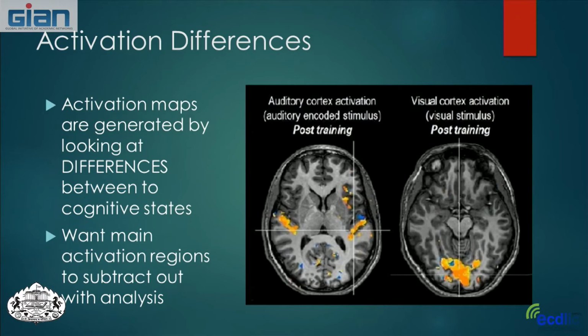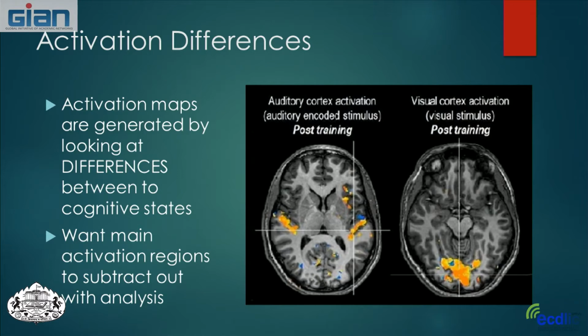Okay, so the activation maps, after we do this statistical processing, are generated. These are the maps that look at the differences between the two cognitive states. Again, we want the main areas of activation, for example, eliciting our visual system, to subtract out when we do the statistical analysis between the two conditions, and then only have the areas that are due to this slight change shown in activation. And here, this shows auditory activation versus visual activation.